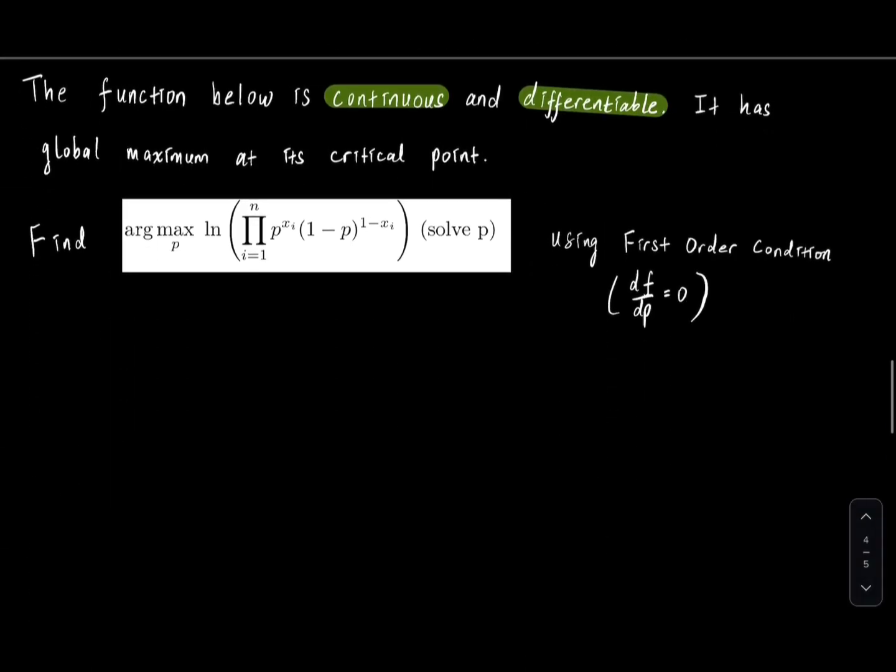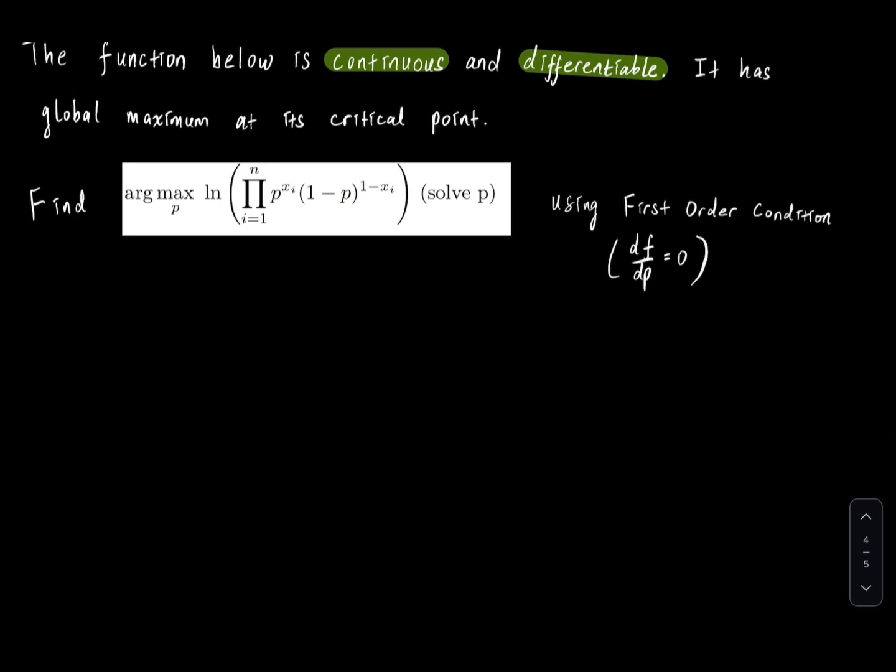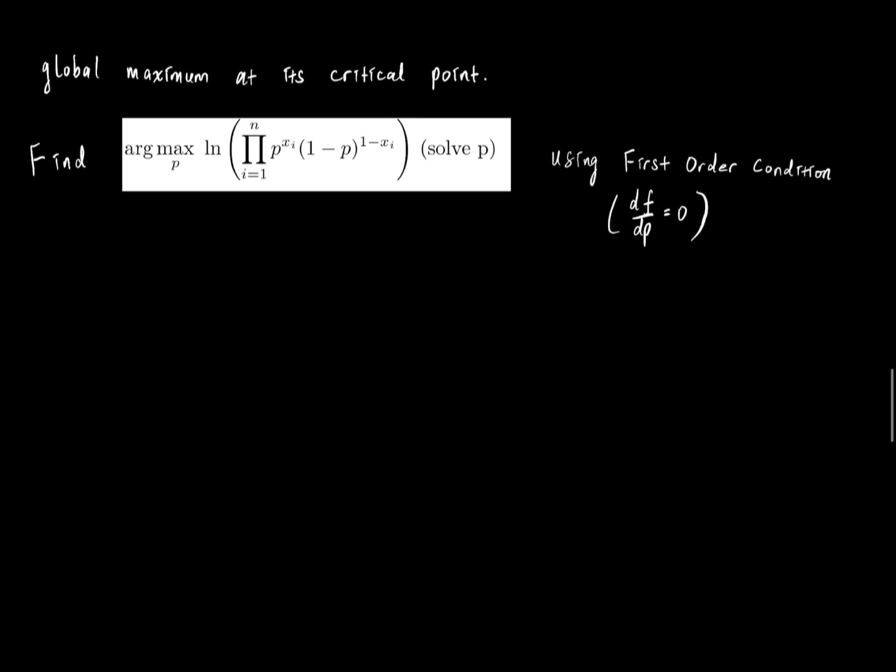Now moving on to the next question. The function below is continuous and differentiable. It has a global maximum at its critical point. Now we need to find this expression right here, or function. It could be f of x equals that thing. We need to find that using the first order condition. So we need to find the maximum p in this case.